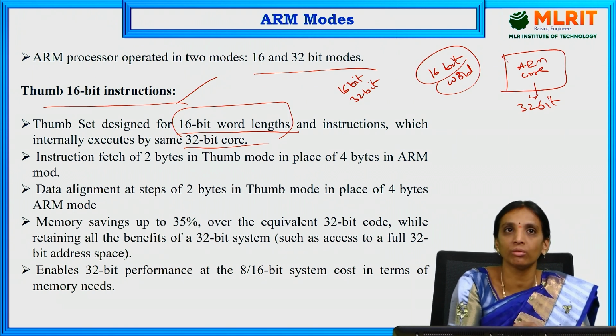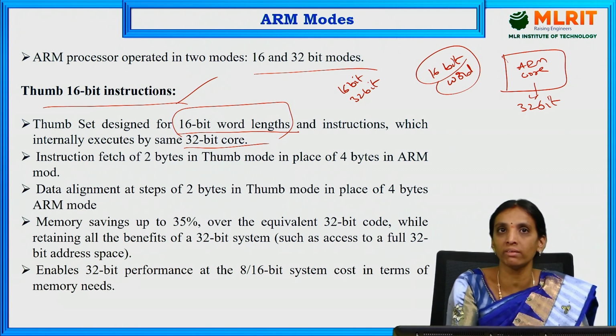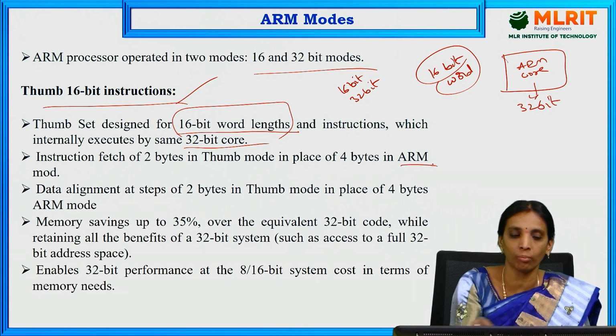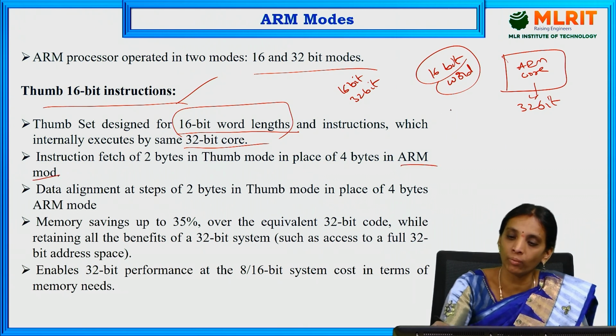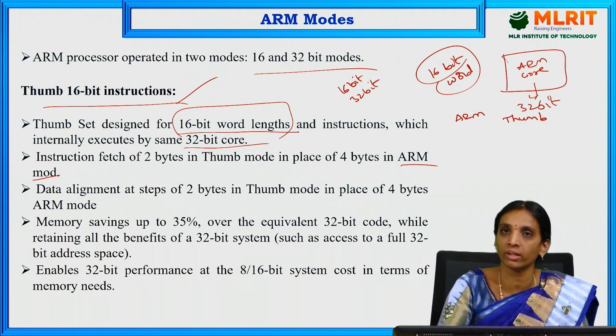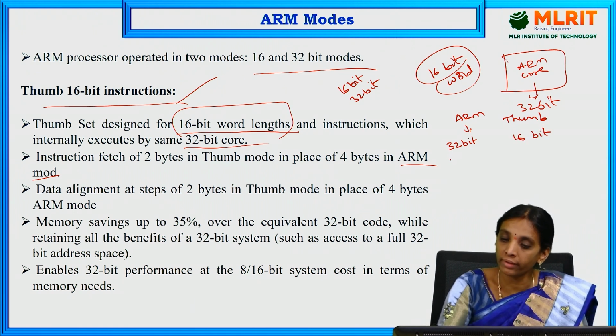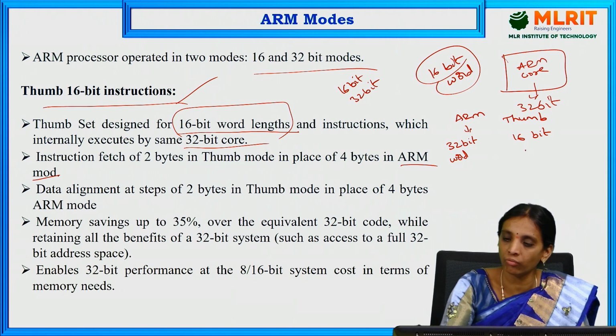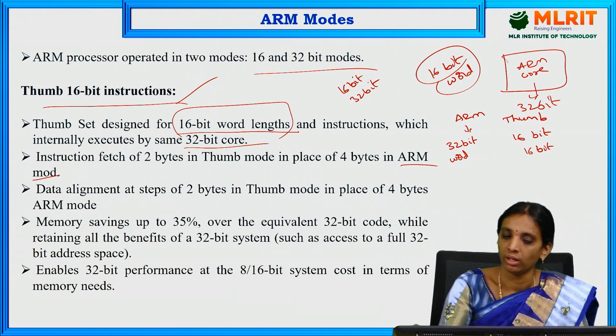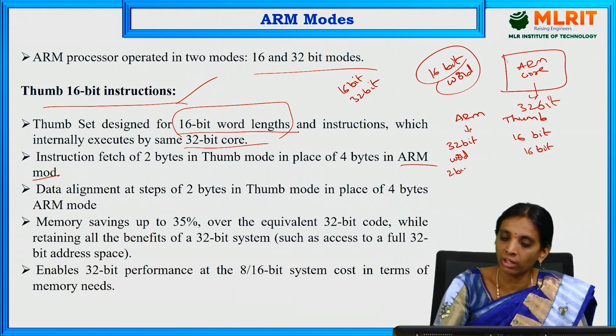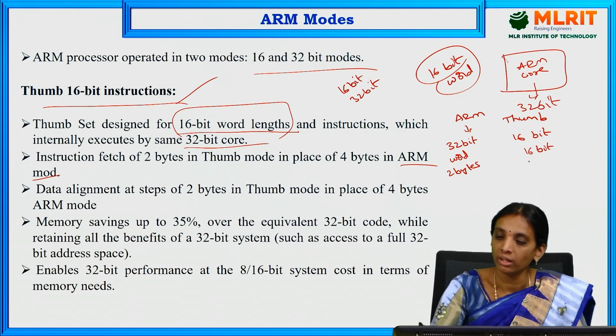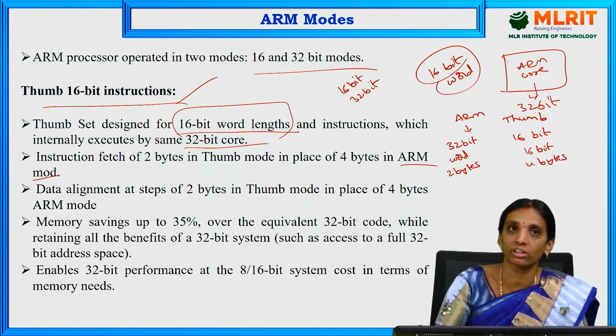Here the instruction fetch is 2 bytes in thumb mode in place of 4 bytes in ARM mode. Here we have two types of modes: one is ARM mode, another one is thumb mode. In ARM mode, we have 32-bit instructions. Here we have 16-bit instructions. Here the word capability is 32-bit. Here the word capability is 16-bit. And here 2 bytes are used for instruction fetching. Here 4 bytes are used for instruction fetching.